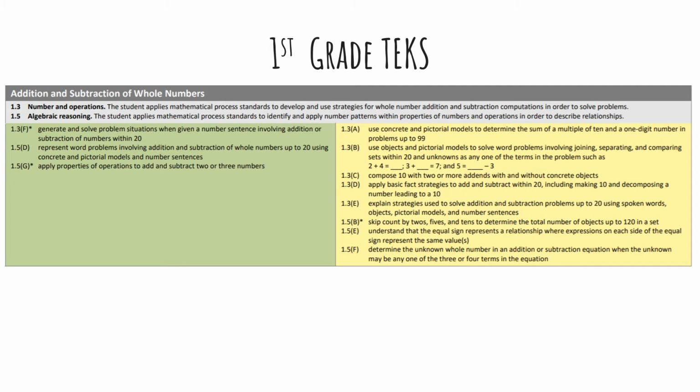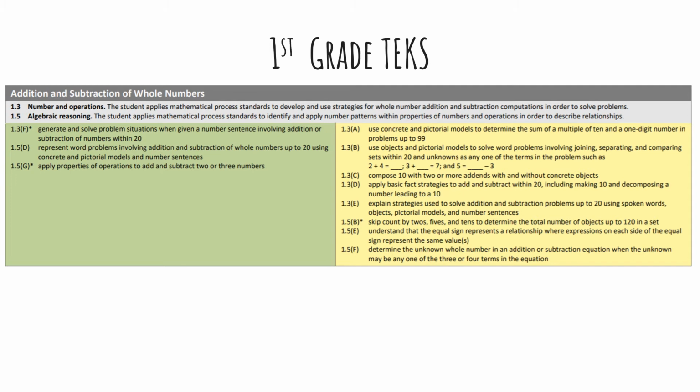And this time we can now compare sets within 20 and unknowns as any one of the terms in the problem, such as 2 plus 4 equals an unknown, 3 plus unknown equals 7, and 5 equals an unknown subtract 3. This is where we talk about the missing add-ins or the missing parts or the missing holes. Okay, students also can begin to compose 10 with 2 or more add-ins with and without concrete objects.